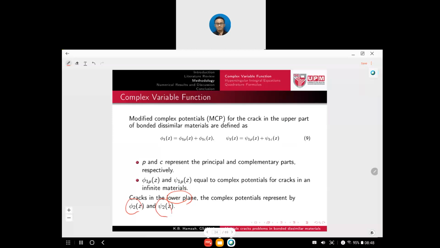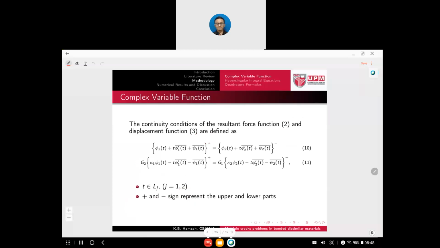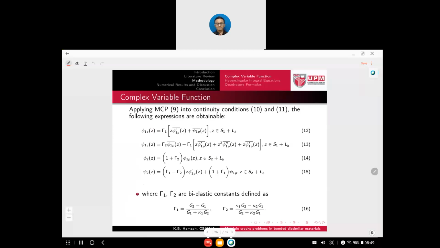So we need to find the complementary part in order to solve the crack in the bonded dissimilar materials. By using the continuity conditions of the resultant force and displacement function, like equations 10 and 11, we solve these two equations and we can get the complementary part as equations 12 to 15, whereby gamma 1 and gamma 2 are represented by equation 16.